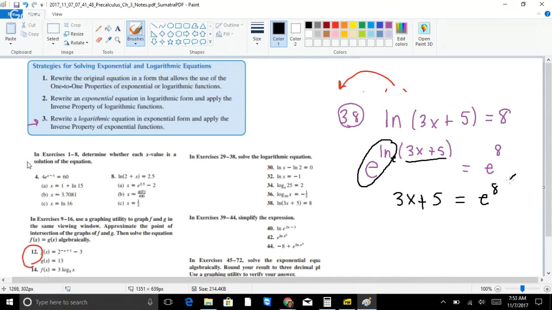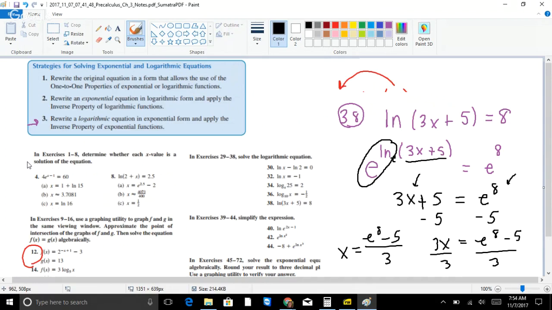E to the 8th might look like it's not simplified, but that's actually a value. If you type in e to the 8th, we know e is 2.7, whatever that number is, to the 8th power, that is a value. So it is as simple as it gets. So now we can actually solve for x. Subtract 5 from both sides, and we get 3x equals e to the 8th minus 5, and then divide both sides by 3, and we end up with x equals e to the 8th minus 5, divided by 3.